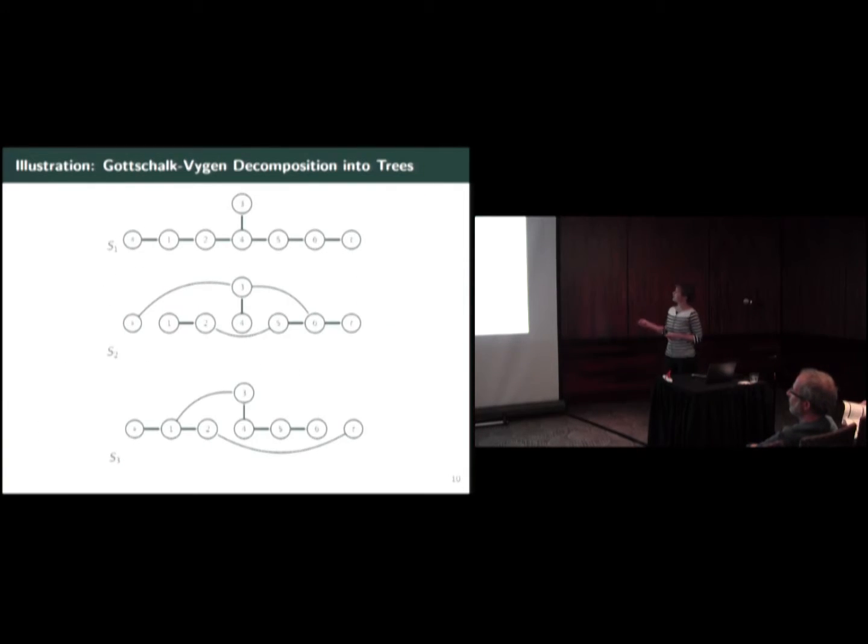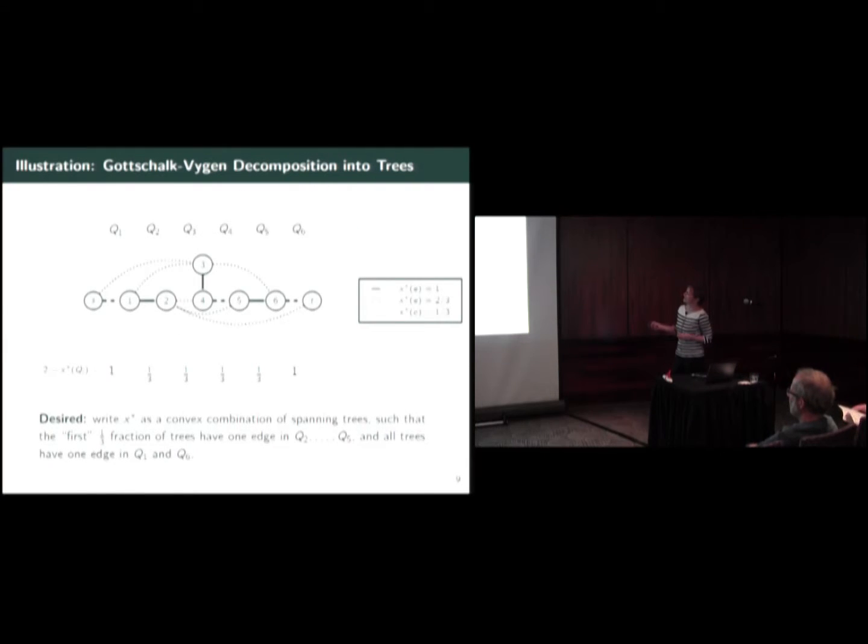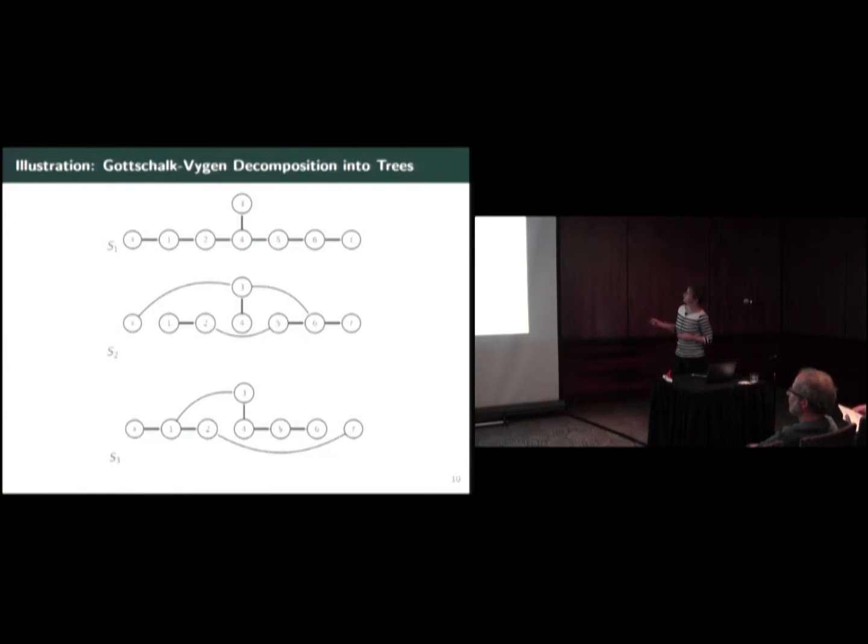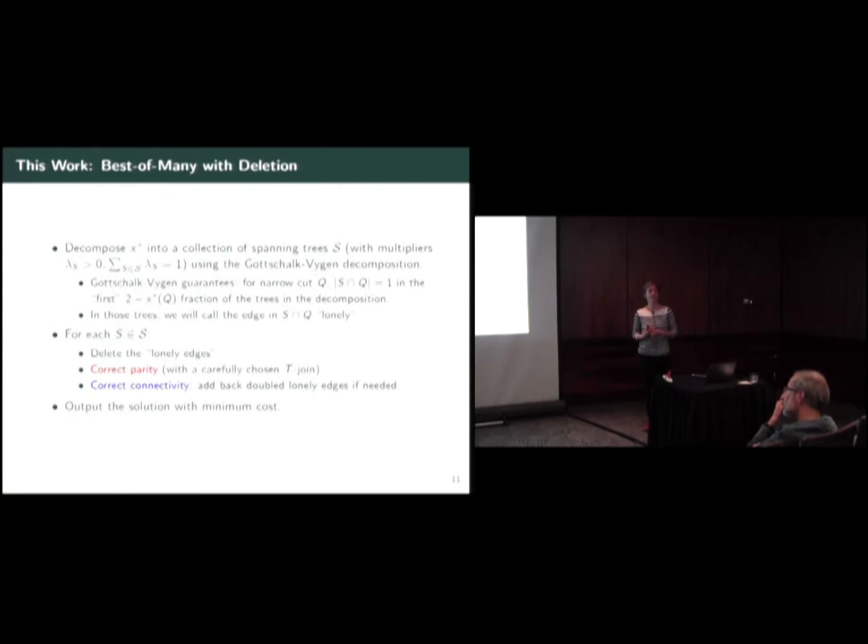So here's such a decomposition. I've got 3 trees. Each of them has a weight of 1/3, and you can check that if you take 1/3 times this, plus 1/3 times this, plus 1/3 times this, that exactly gives you this LP solution. And in this first tree, all of the narrow cuts have exactly one edge in the tree, and in the later trees, the S cut and the T cut have one edge, and the other cuts I don't care about. They can be anything.